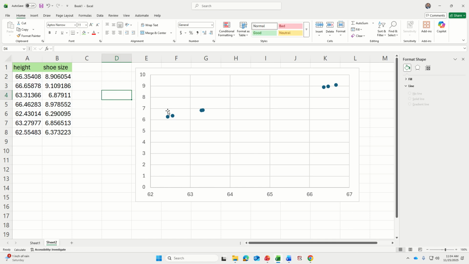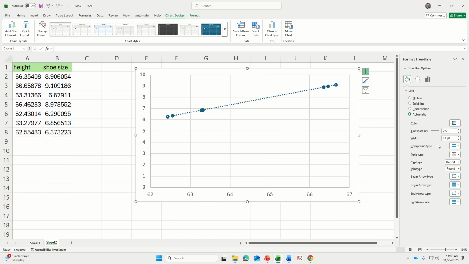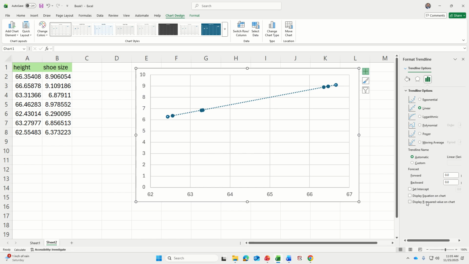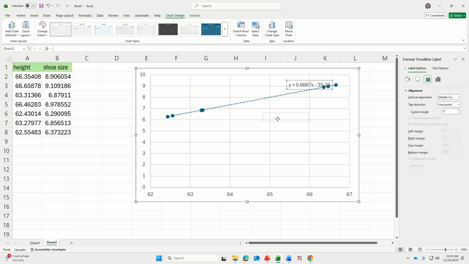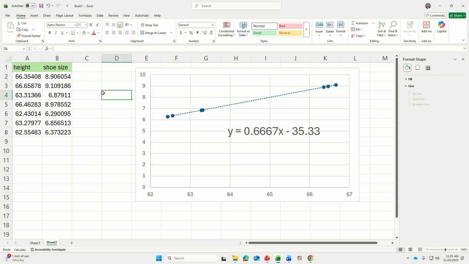Again, pretend this is data we collected between people's height and the size of their foot. If I wanted to make a predictive model, I would just have to slap a trend line on here and then display the equation on the chart. And then we find a model that will help us predict somebody's shoe size.